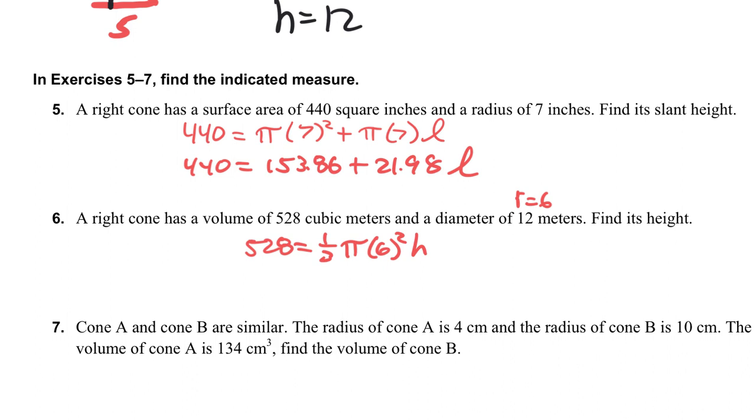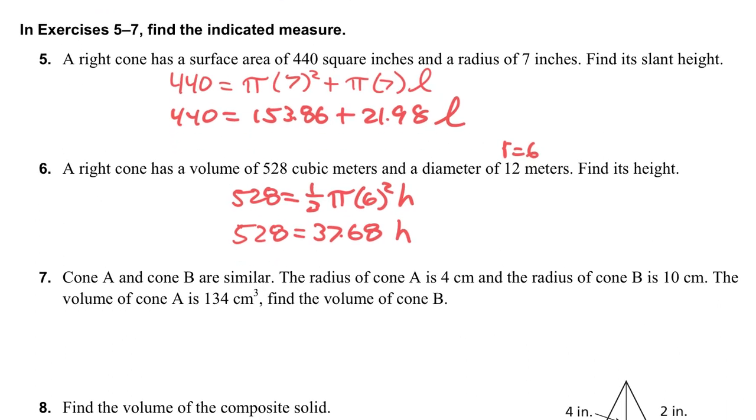We can say 1/3 times 3.14 times the radius squared, and we're going to get 528 equals 37.68 times the height. And then you can divide both sides by 37.68, and you will get the height of that cone.